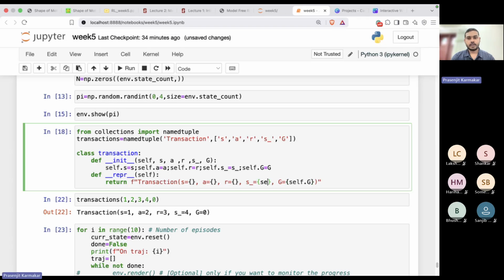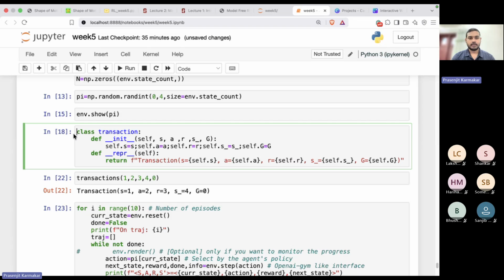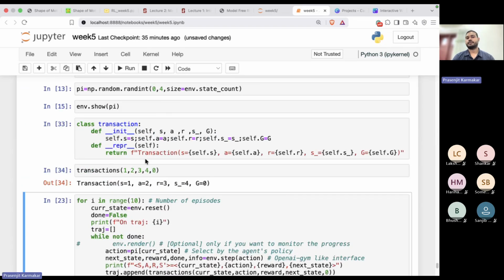Self.g, self.s, s_, self.r, and we need to do all these things because we cannot update the transaction class. Okay, self.s. So now we have the same thing. We don't need the transaction class; we have a class for it. Transaction 1 2 3 4 gives you the same thing.